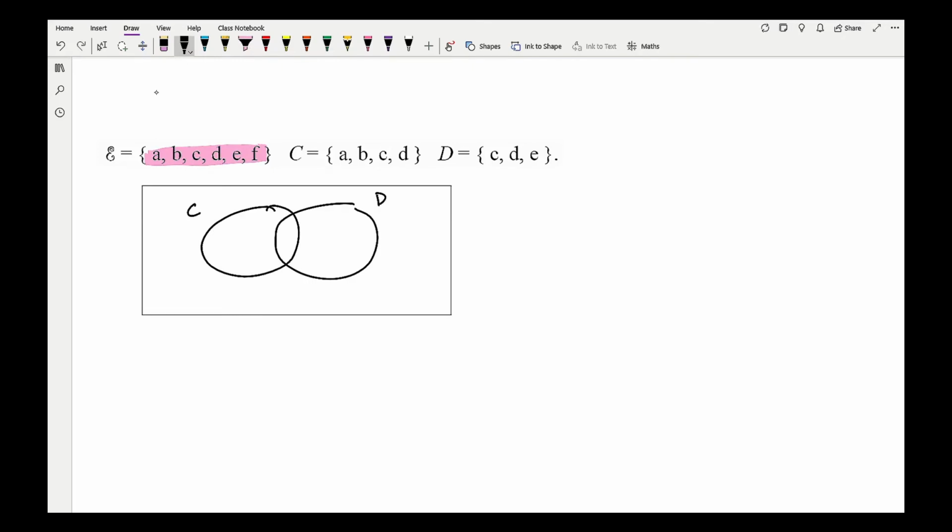So again, I'm looking at, are there any letters that appear in both sets? Well, yes, there is C and there is D. Now for this, I can cross them off in both so I'm not getting confused. I've already included those two letters.